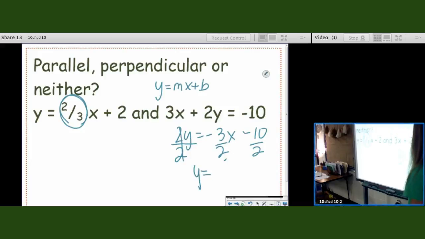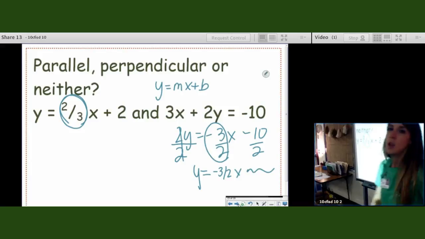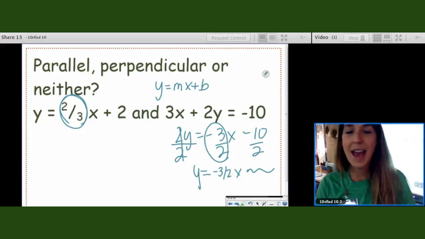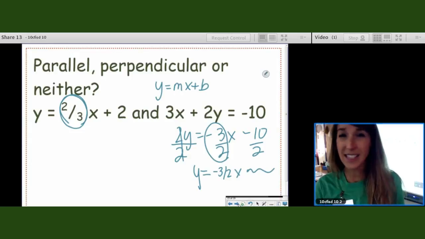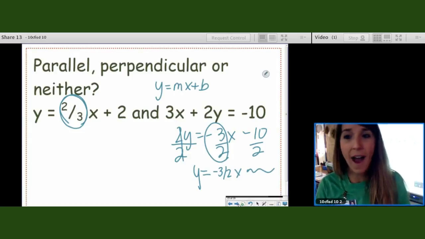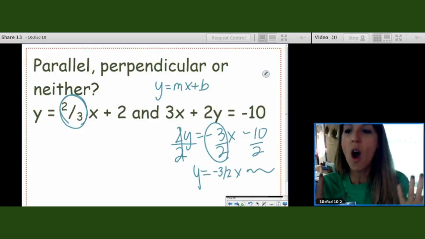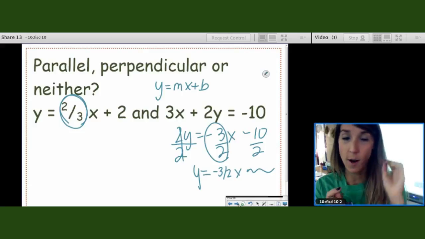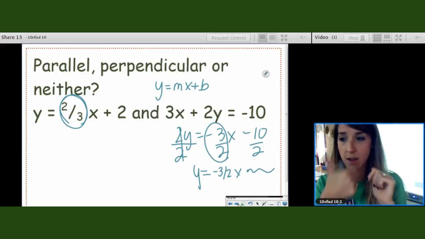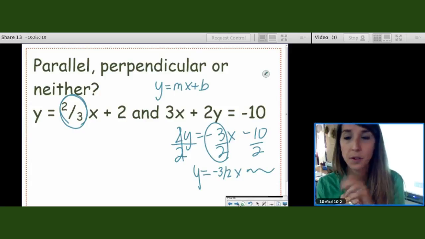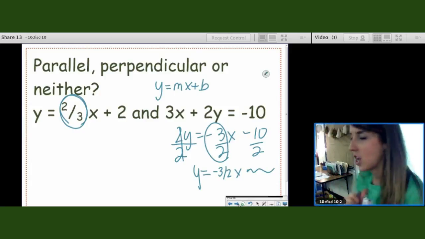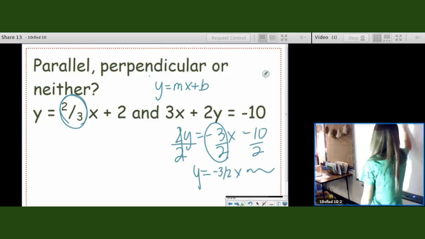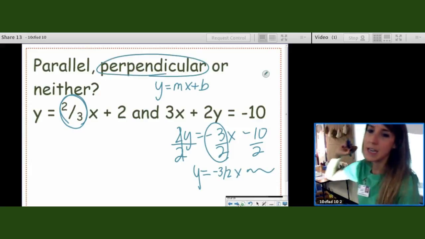Y equals -3/2 x. We don't care what that is. We always keep our slopes as fractions. If I wrote that as a decimal, -1.5, I can't compare that to my other fraction. I want to be able to know, are they opposite reciprocals or are they not? Check both things. Are they opposite? Positive, negative. Check. Are they reciprocal? 2/3, 3/2. Check. Since they're opposite and reciprocal, we can say that it is perpendicular.